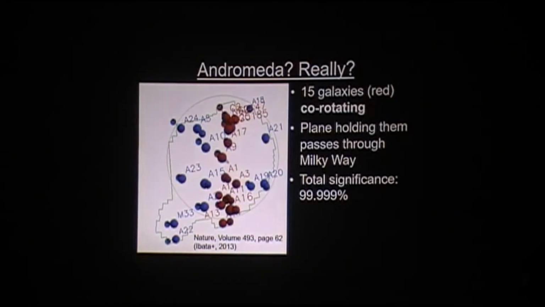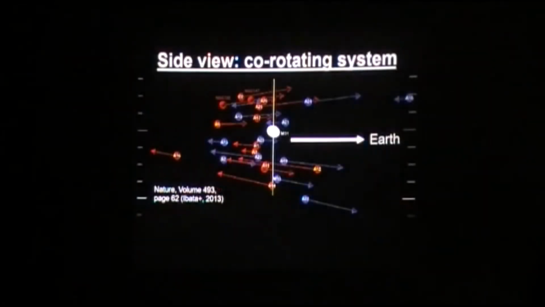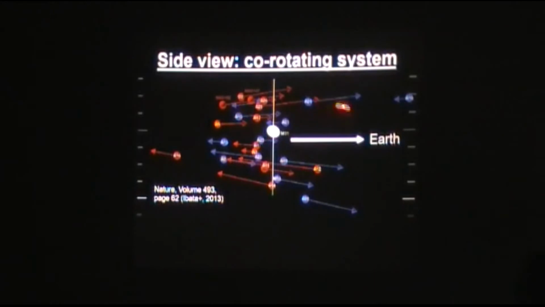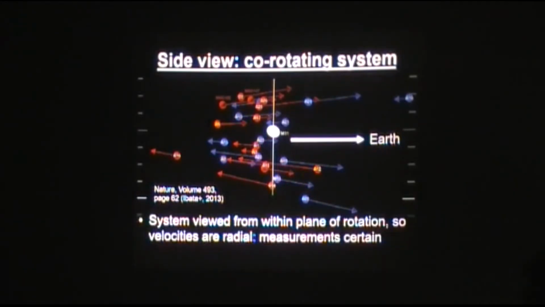It's very significant statistically because these galaxies are coming towards us and these are going away. So the system is rotating within the plane as well as lying within a plane. So it looks like this from the side. These going towards the Earth and these going away. Now, because Earth is within the plane of rotation, the measurements are quite accurate. They're based on radial velocities.